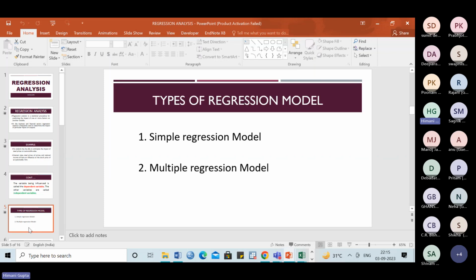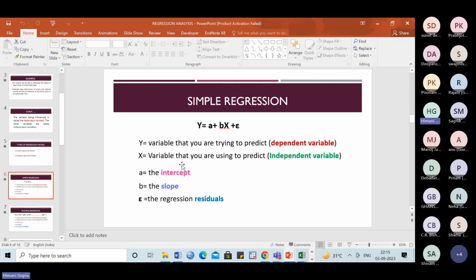Okay. Now, whenever we are doing regression, it is divided in two parts. One is simple regression and the second is multiple regression. Simple regression, or the bivariable regression, means only two variables are there. Y will be treated as the dependent variable, and I have given the abbreviation X to the independent variable.